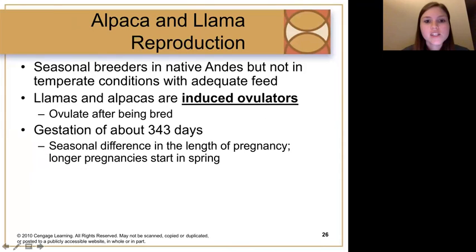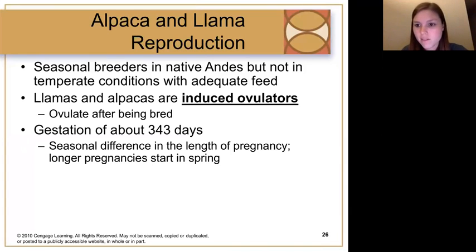As far as reproduction, they are seasonal breeders in the native Andes, so in South America, but not in temperate climates with adequate feed. So it kind of depends. Their reproduction can vary a little bit depending on where you have them in the world. Llamas and alpacas are induced ovulators. So what's the other species that we've talked about that's an induced ovulator?